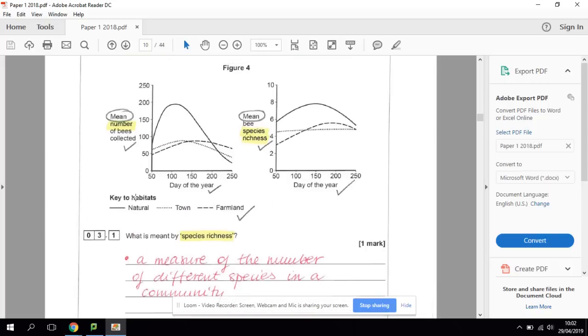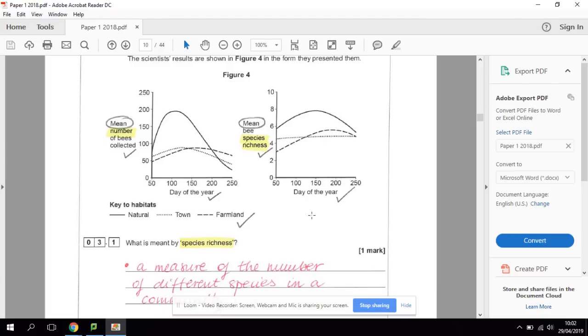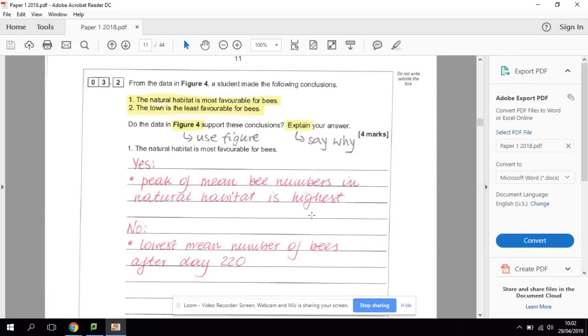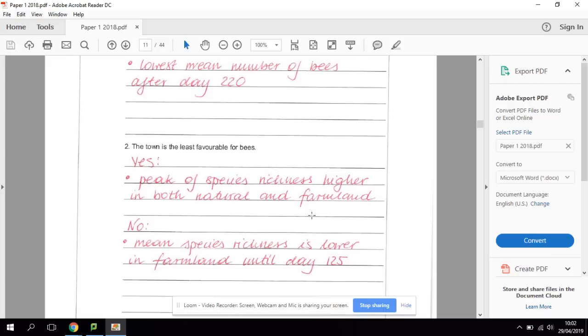So again, let's have a look at this. So we're looking now at those 2 lines, and yes, they are lower. So make sure for conclusions like this, you do use the figure. You don't really need any scientific knowledge in here. You're only saying what you can see. So using the figure, make sure you use the values as well.